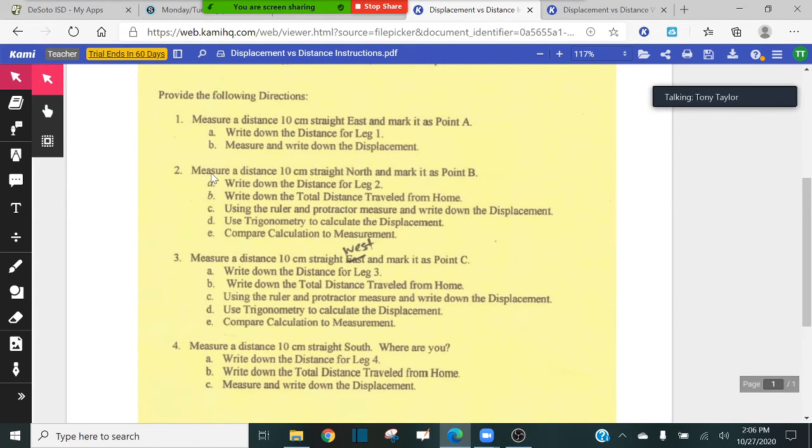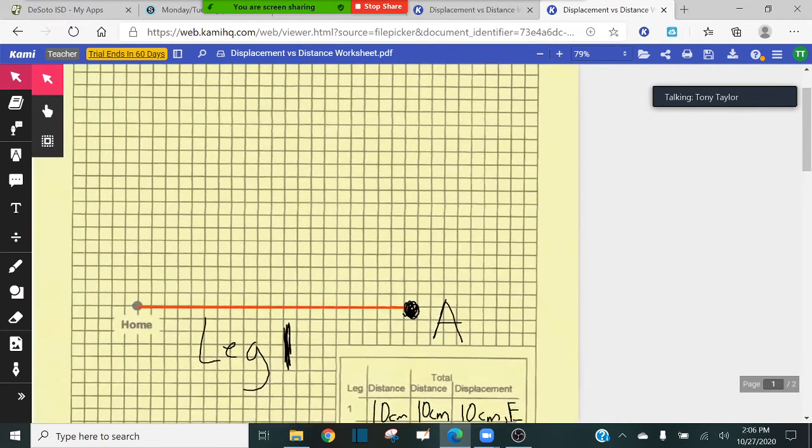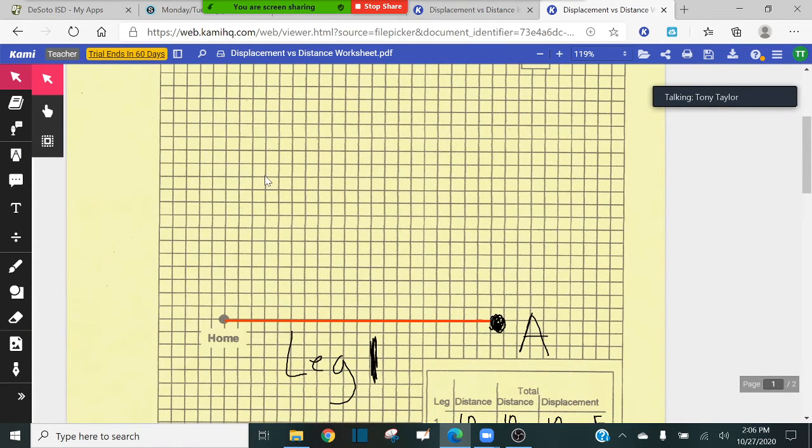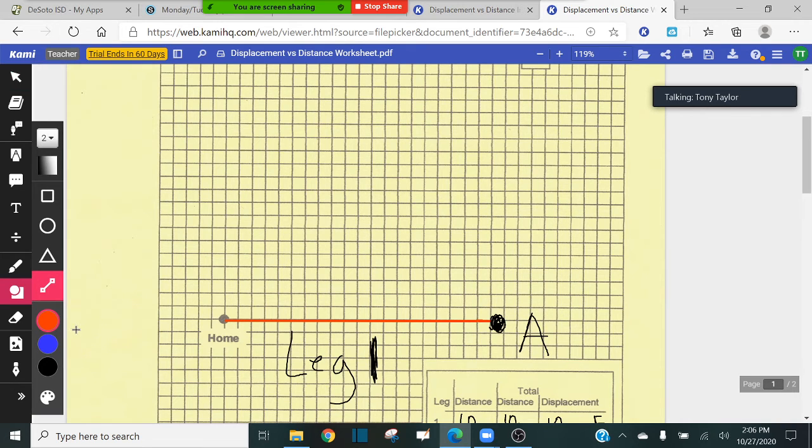So step 2 says measure a distance of 10 centimeters straight north and mark it as point B. Then write down the distance for leg 2, write down the total distance traveled from home, and then measure and write down the displacement. Okay, so let us do step 2. Now in this step, it told us to go 20 centimeters straight north. So that's what I'm going to do here.